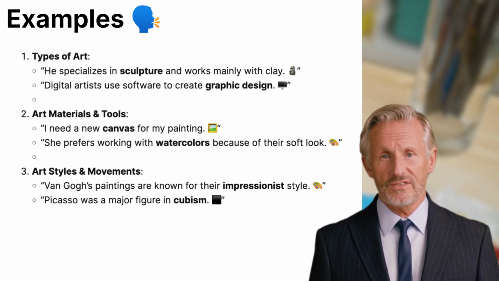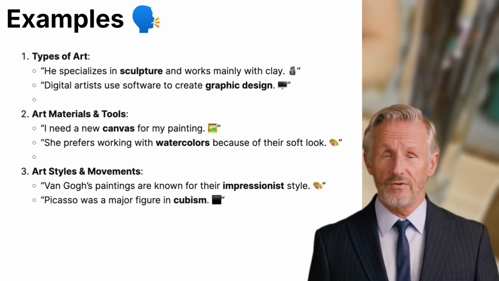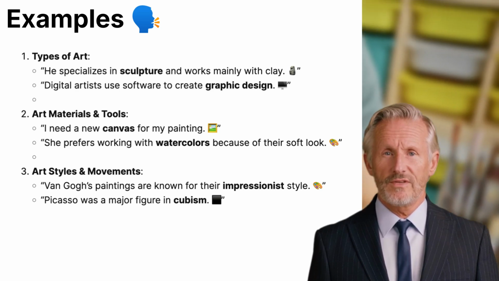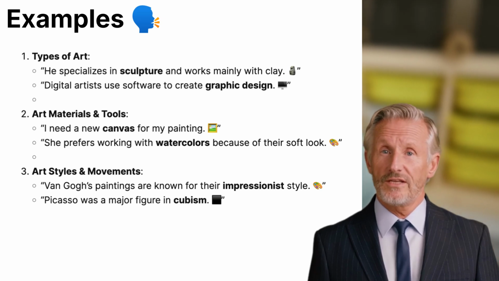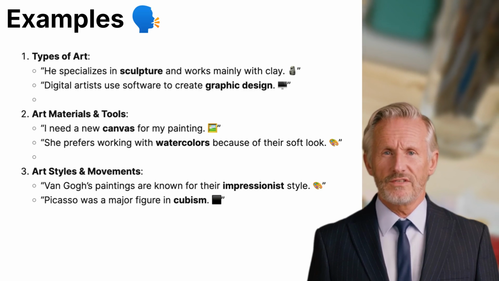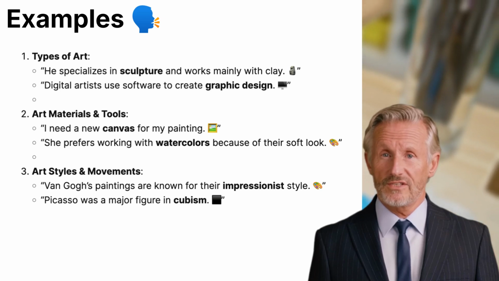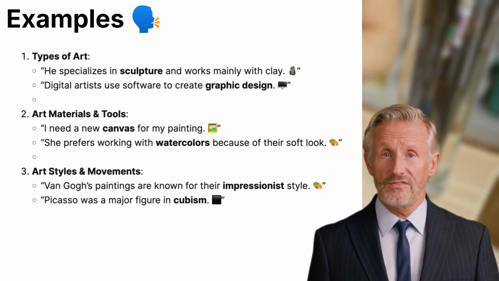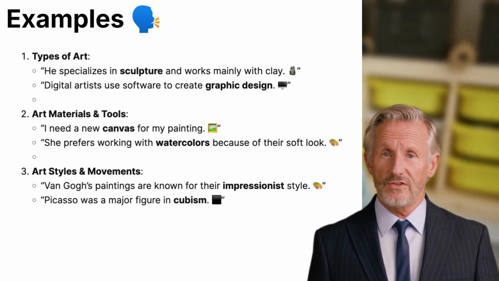3. Art styles and movements. Van Gogh's paintings are known for their impressionist style. This shows how we describe famous artists' work. Impressionist style refers to a technique that captures light and momentary scenes, often with visible brushstrokes. Picasso was a major figure in Cubism. This sentence gives historical context. Picasso helped develop Cubism, an art style that breaks down subjects into geometric shapes.